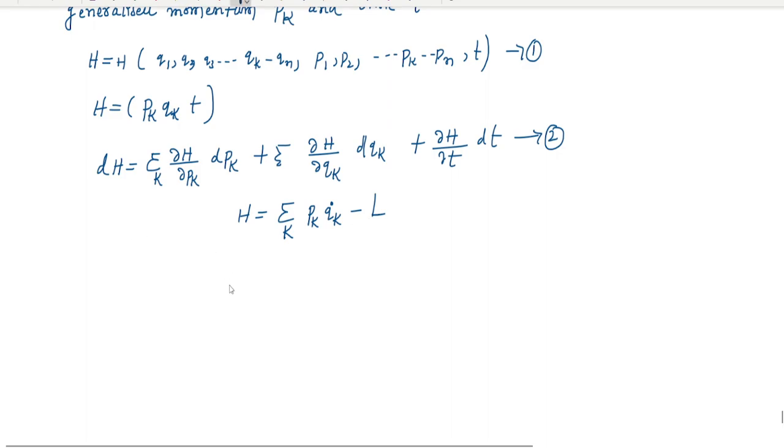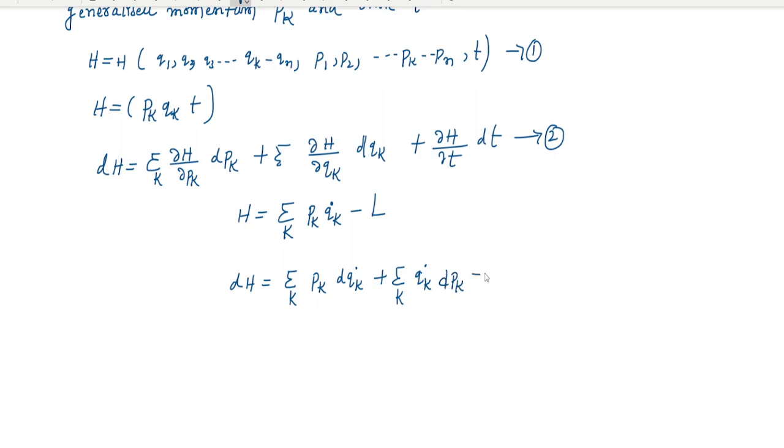So just differentiate this one, dH, one time: pk dqk dot plus summation over k, this time q dot is constant, dpk, minus dL. This is equation number 3.